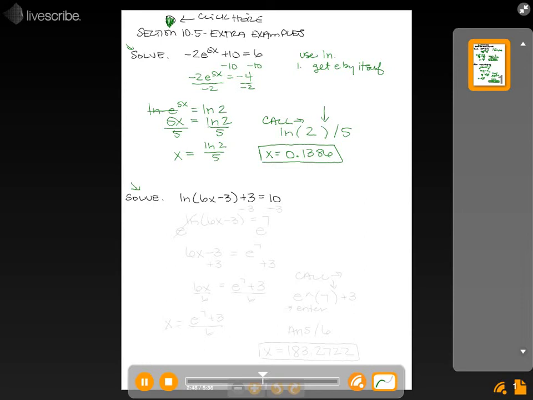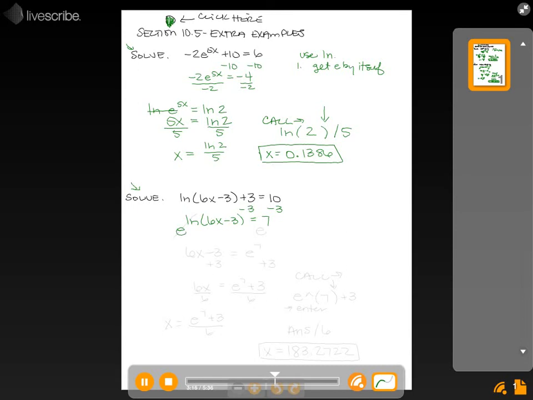A common mistake is people will add the two 3's together, the negative 3 and the positive 3. You can't do that because the negative 3 is in parentheses. It's part of the natural log. So we've got to take this 3 to the other side. We're left with the natural log of 6x minus 3 equals 10 minus 3, which is 7. At this point, the natural log's by itself. It's got everything in the parentheses and the natural log with it. That's the natural log by itself.